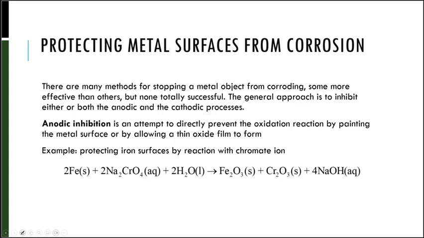Here are some interesting ways to protect metal surfaces from corrosion. There's many methods for stopping a metal object from corroding. Some are more effective than others, but none totally successful. The general approach is to inhibit either or both the anodic and the cathodic processes. Anodic inhibition is an attempt to directly prevent the oxidation reaction by painting the metal surface or by allowing a thin metal oxide film to form.